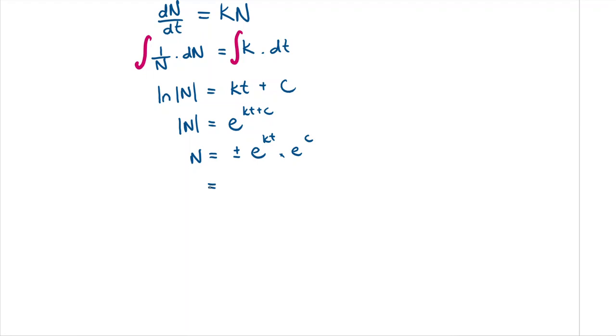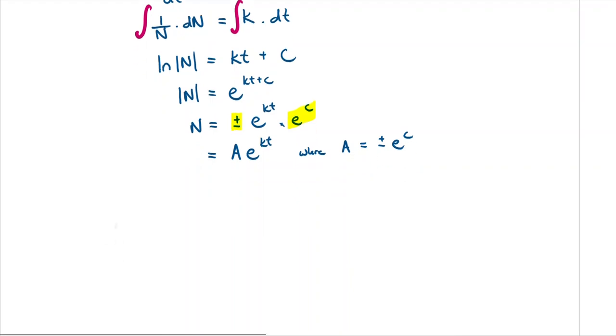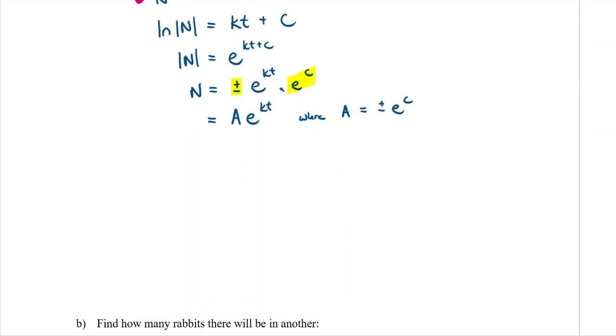Then we're going to take the plus or minus and the e to the c, they're the constants. Let's replace them with a different constant. Let's start with a because we're going to need a few. So we're going to start with a e to the kt, where we are just replacing the a with plus or minus e to the c. So a can be any constant as long as it's not 0 because we need some exponential growth here.